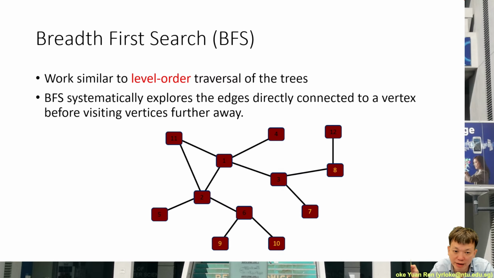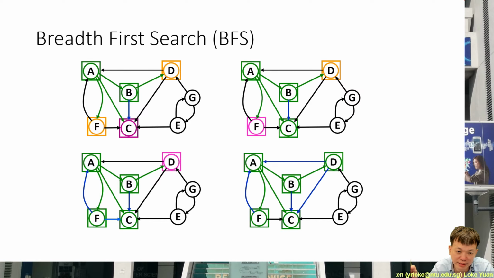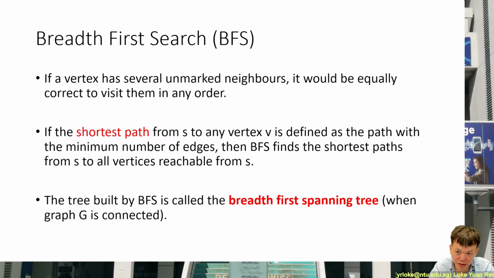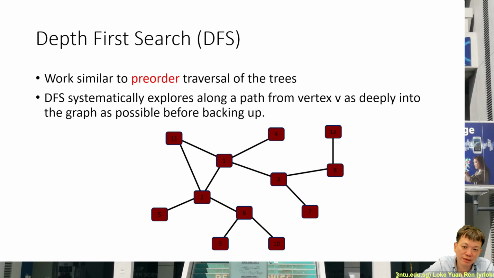One is the level by level traversal. The other one is a greedy traversal, where you are trying to travel as far as possible. That is the depth first search. I will talk about it on Wednesday.